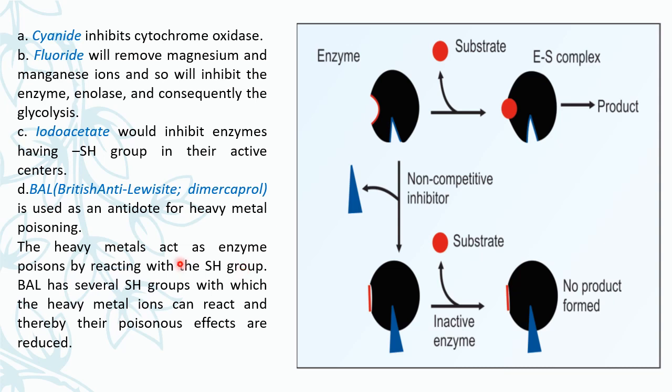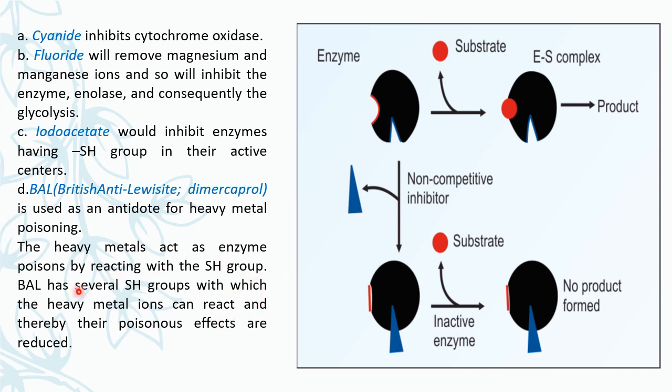How? Heavy metal acts as an enzyme poison by reacting with the sulfhydryl group. Various enzymes have sulfhydryl groups, as we discussed with iodoacetate, and heavy metals react with these sulfhydryl groups and inhibit the normal functioning of the enzyme. Thus heavy metals slowly cause poisoning, isn't it? So it reacts with the sulfhydryl group of the enzymes and halts the action of that enzyme. British antilewisite also has plenty of SH groups within it.